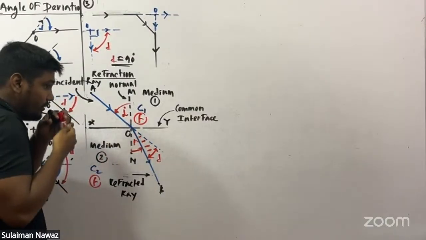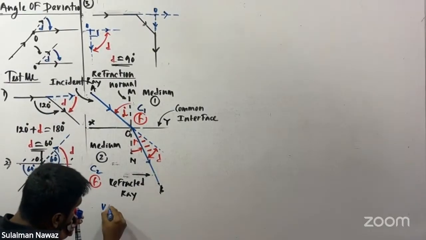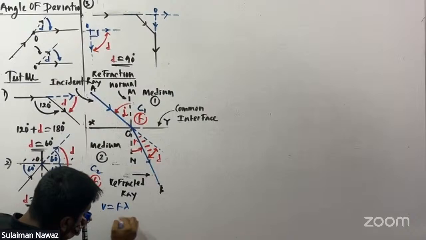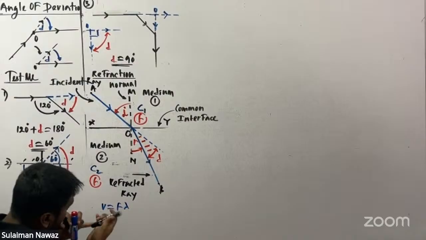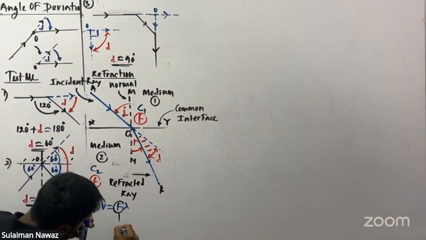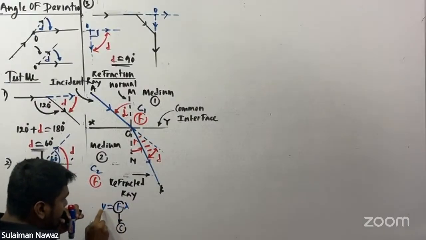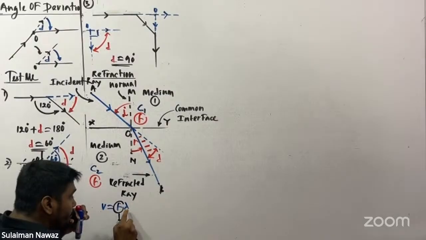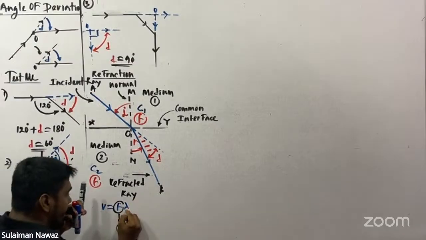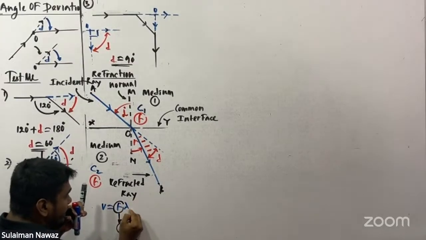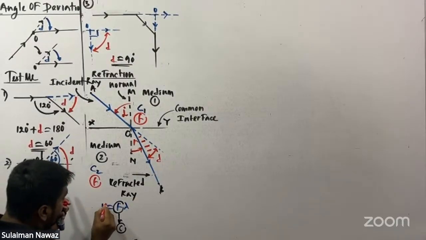So what can we say about the wavelength? We know the universal equation that can be applied for any wave: V equals F lambda. According to V equals F lambda, frequency is a constant. Then when speed changes, definitely wavelength must change. For example, when speed increases, wavelength of that wave must increase. When the speed changes, wavelength changes.